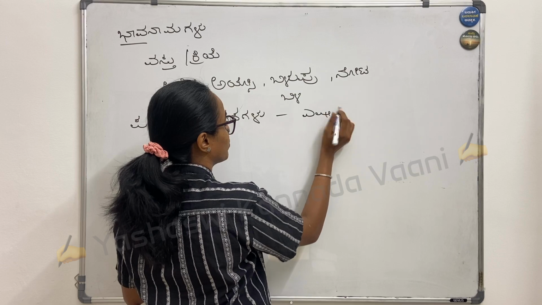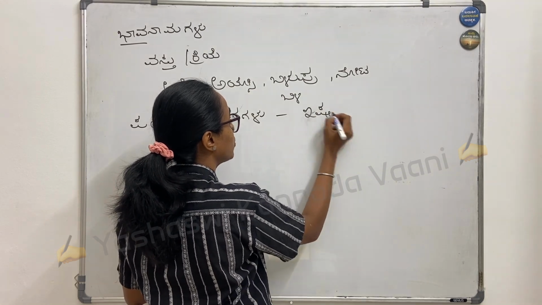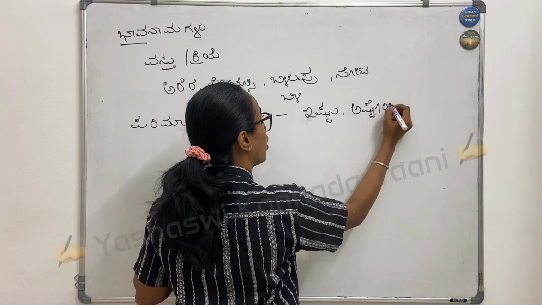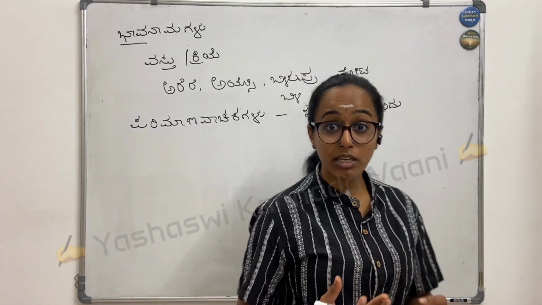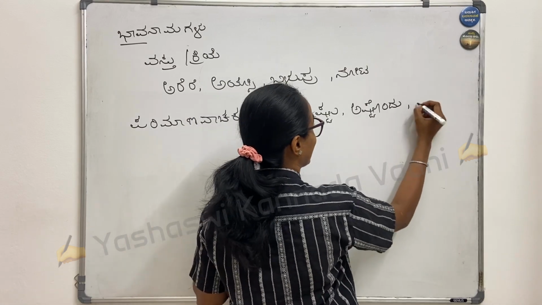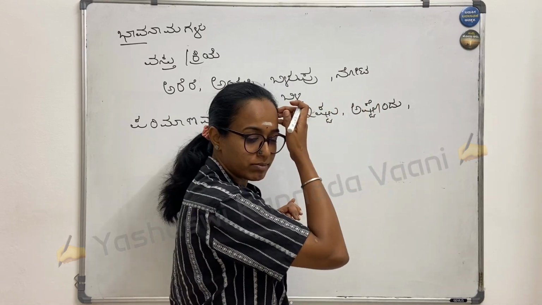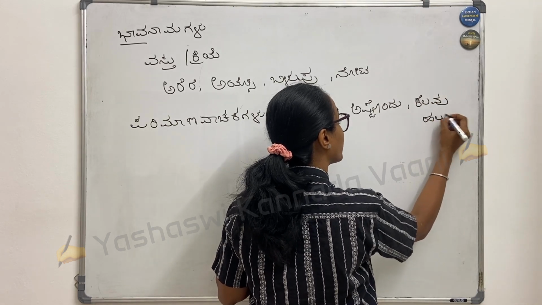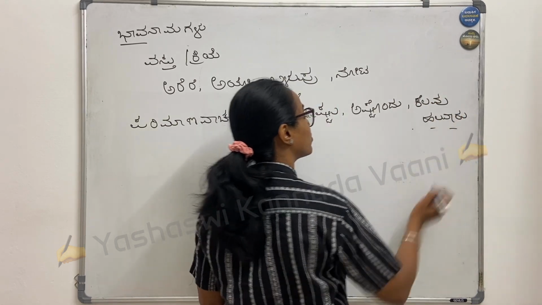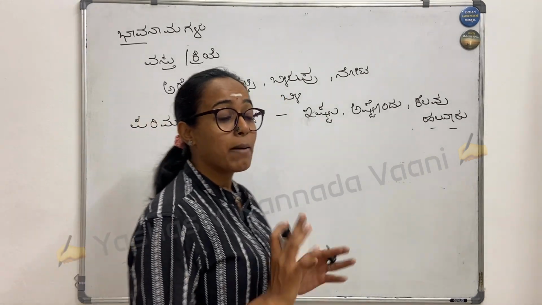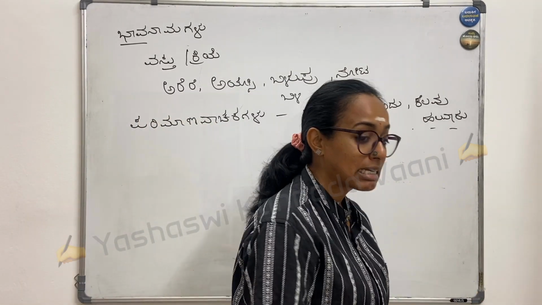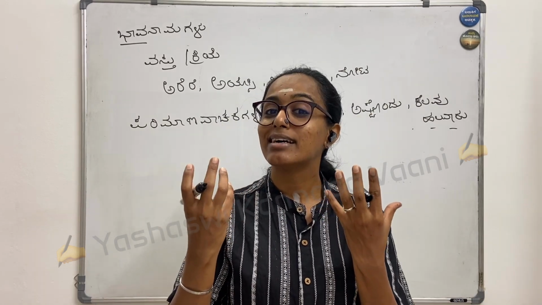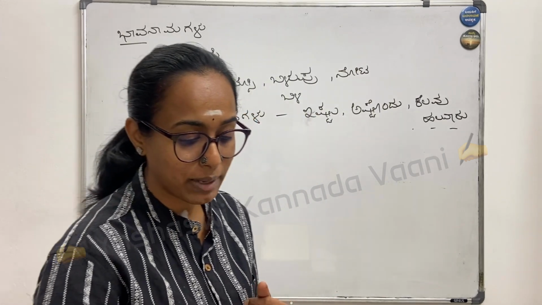The words are ishtu, ashtondu. Ashtondu kasa, so much of money. Then it can be kelavu, few, and halavaru, many. These kinds of words will come under parimana vachaka. Remember, parimana vachaka is like a measurement or the size of the vastu. Vastu is the thing. Fine. So this is about the parimana vachaka.